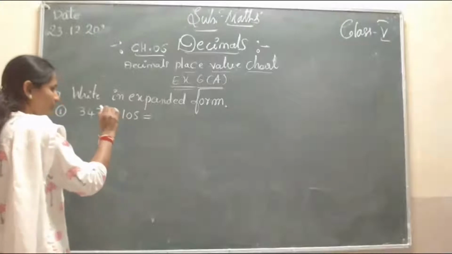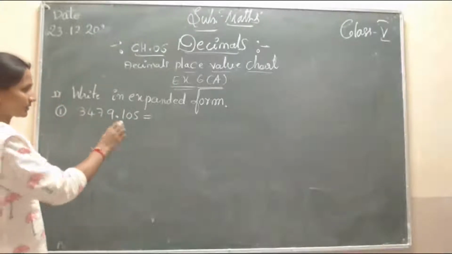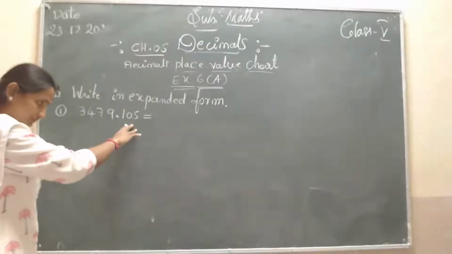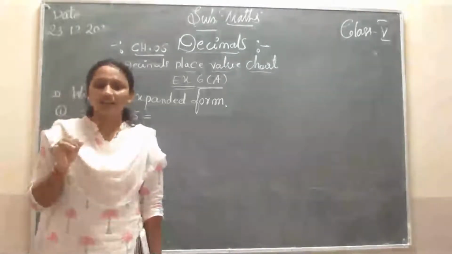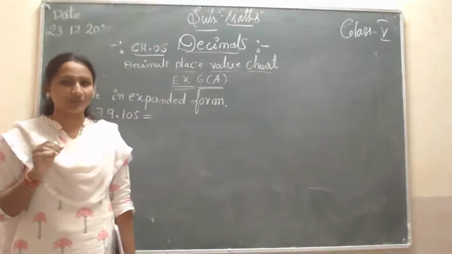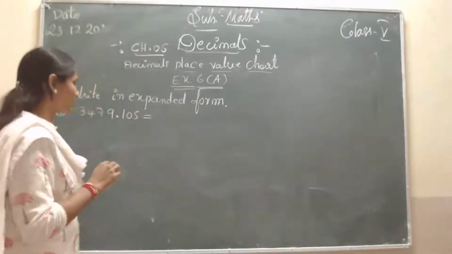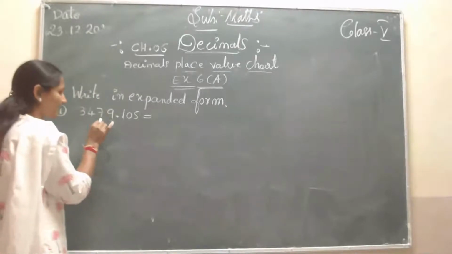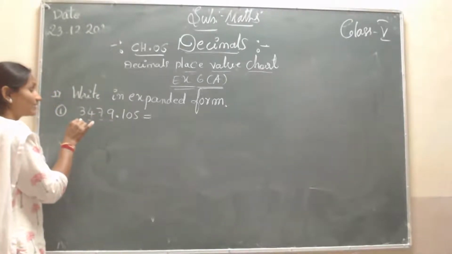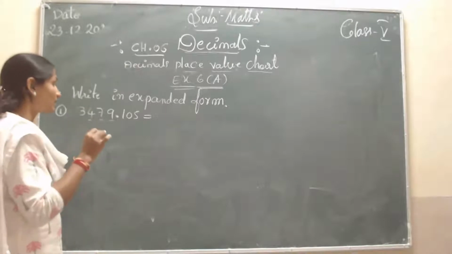Students, I already told you this has two parts, but this is how to consider the decimal part. This is the whole part, that is, the integral part. Students, 9 is in the ones place, 7 is in the tens, this is hundreds, and 3 is in the thousands.